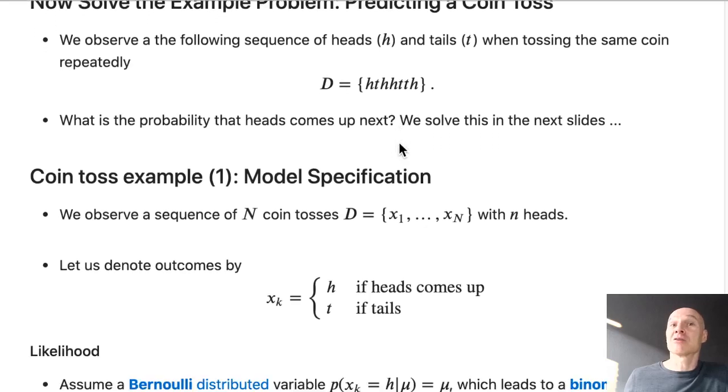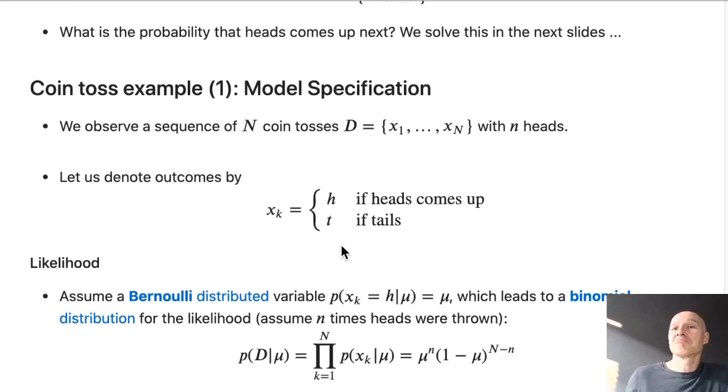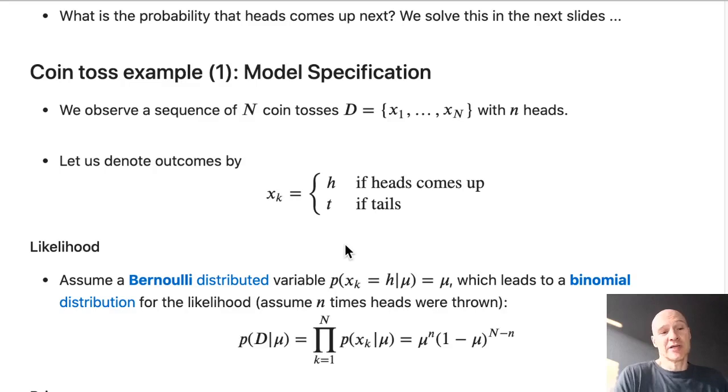And so let's start. We're going to encode outcomes by x_k, and x_k is either h if heads comes up, or t if tails comes up. You could have chosen 1 or 0, it doesn't matter. You have to encode the outcomes. Now you have to make a choice for your data generating distribution and for your prior. The simplest thing we can assume about a coin is that there's a probability for heads, and let's say that the probability for heads equals mu, and mu is a number between 0 and 1.